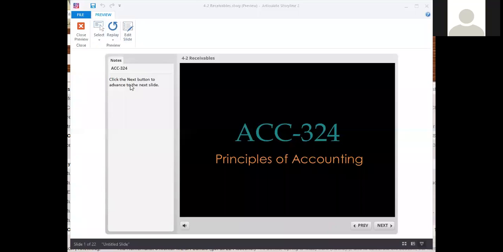Okay, this is the last lecture. This actually will be in our Unit 5. The numbering 4-2 comes from the other course that it was in.